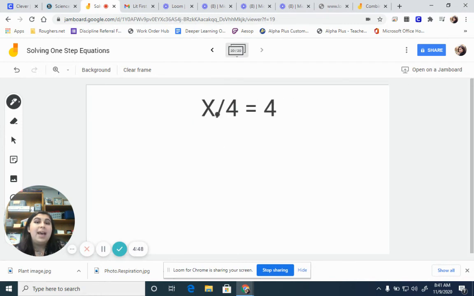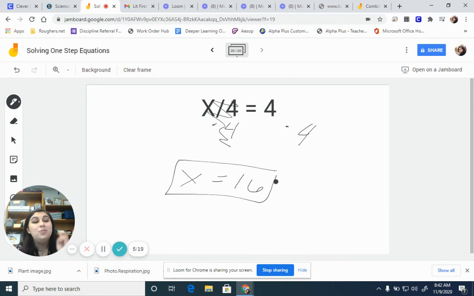Last one, I have x divided by 4 equals 4. So what's happening to x? It's being divided by 4. Good. So how do I get rid of division? I do the opposite. And what's the opposite of division? Multiplication. So I would multiply by 4 on both sides. And this goes away. So now it's just x. And 4 times 4 is 16. Awesome. So this is really, really good.